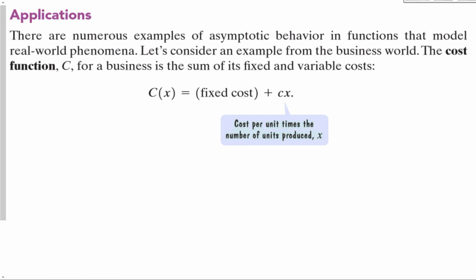Let's do some applications. So there are numerous examples of asymptotic behavior in functions that model real-world phenomena. Let's consider a few of them very quickly. An example from the business world is a cost function. The cost function for a business is the sum of its fixed costs and variable costs. So this never changes. This changes per unit.